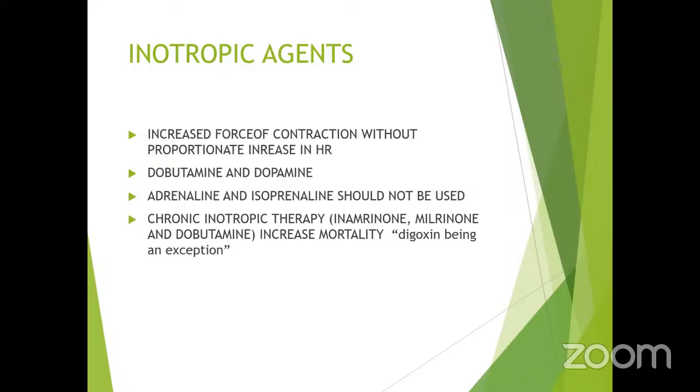So they should not be used because they increase all the actions of the heart except the coronary flow, where we want a good coronary flow also, which will not be there. So the patient can die even of MI and arrhythmias when these drugs are used. For chronic inotropic therapy, we do not have any such thing apart from acute situations, that is amrinone, milrinone, and dobutamine. And even when used for a longer term, they increase mortality, the only exception being digoxin.